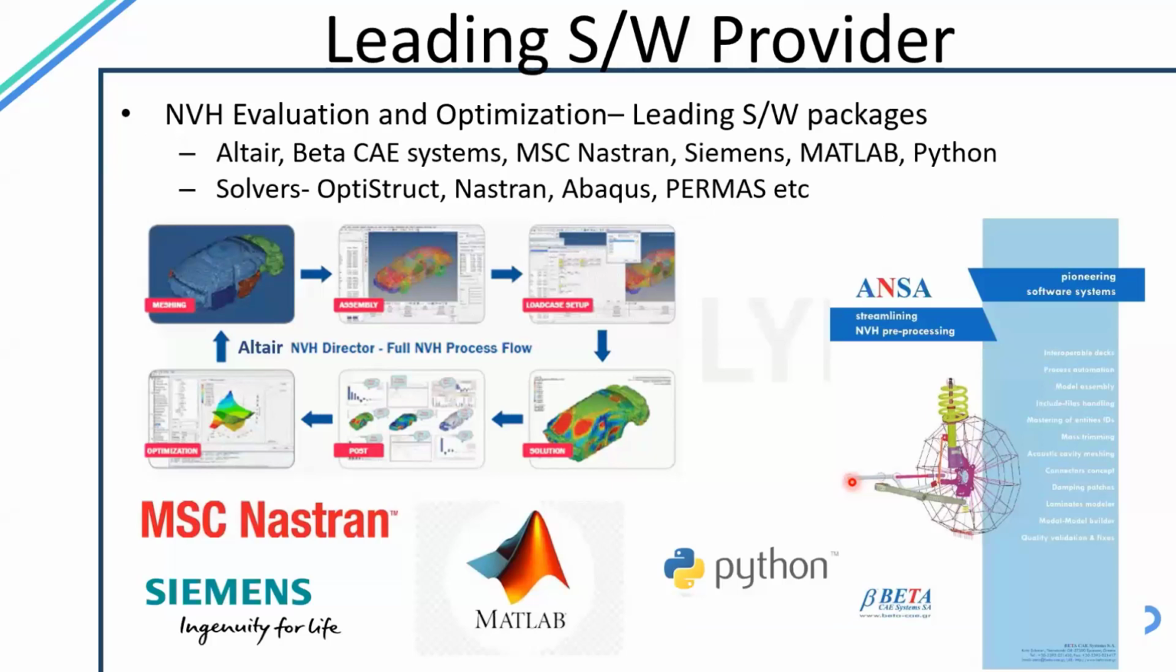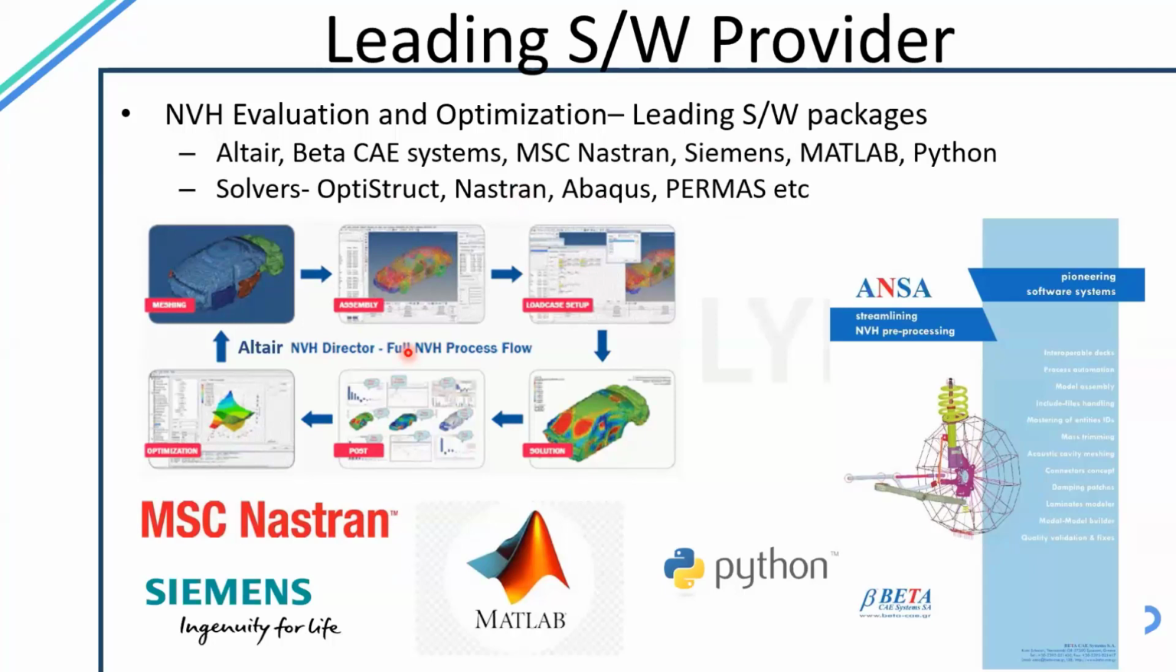Then coming to the leading software providers, we have providers like Altair, Beta CAE Systems, MSC Nastran, and Siemens for setting up the models, and we have solvers like OptiStruct, Nastran, Abaqus, and Permas to solve the problems. Permas is a German software provider, and OptiStruct is from Altair. Nastran is from MSC, and Abaqus is from Dassault Systèmes.